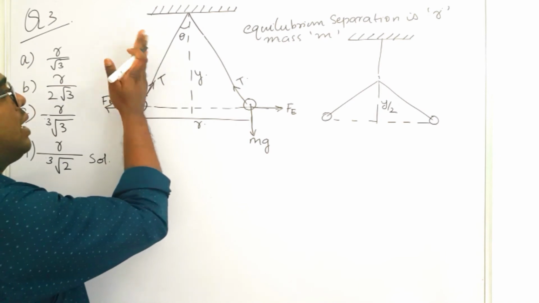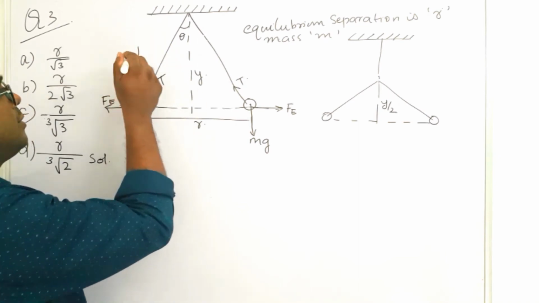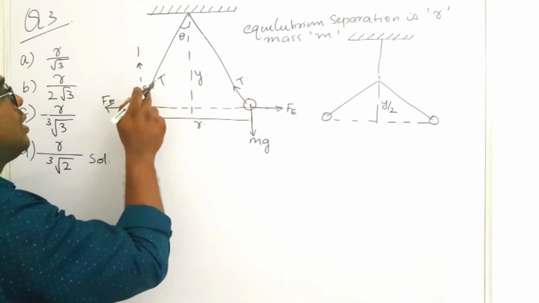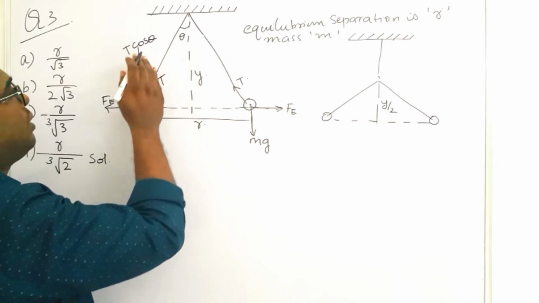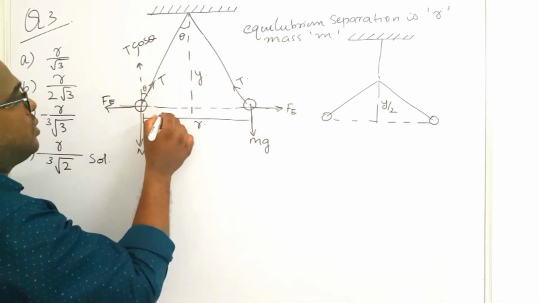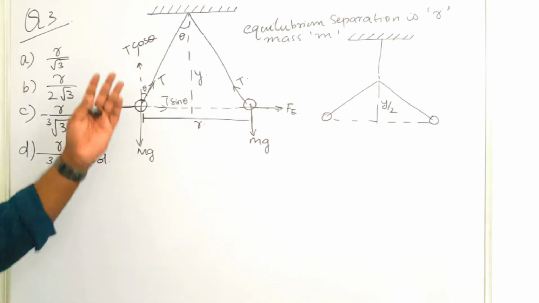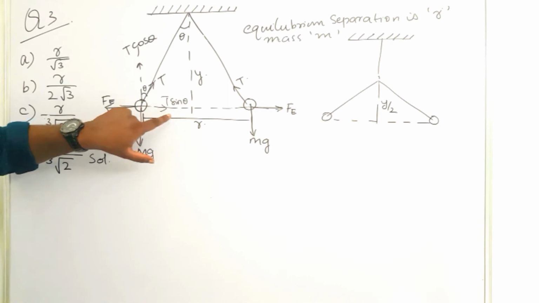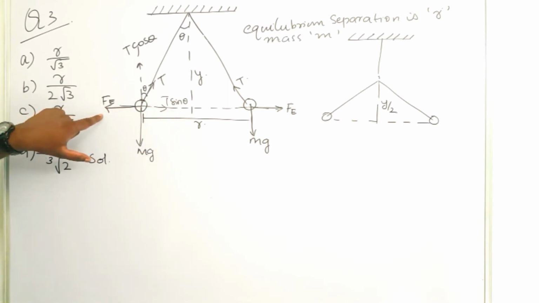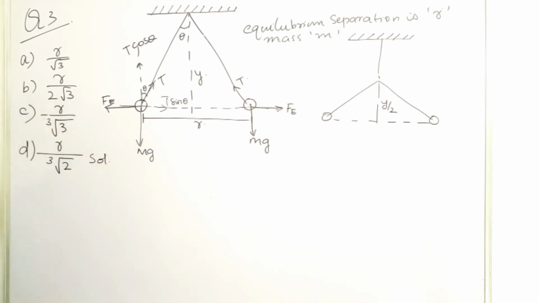We can resolve this tension into vertical and horizontal components, right? What will be the vertical component of this? Adjacent side, so it will be T cos theta. Horizontal, opposite, so it will be T sin theta. Correct or not? Resolved easily. Then T sin theta component is balanced by the electrostatic force, and T cos theta component is balanced by the weight of the ball, right?